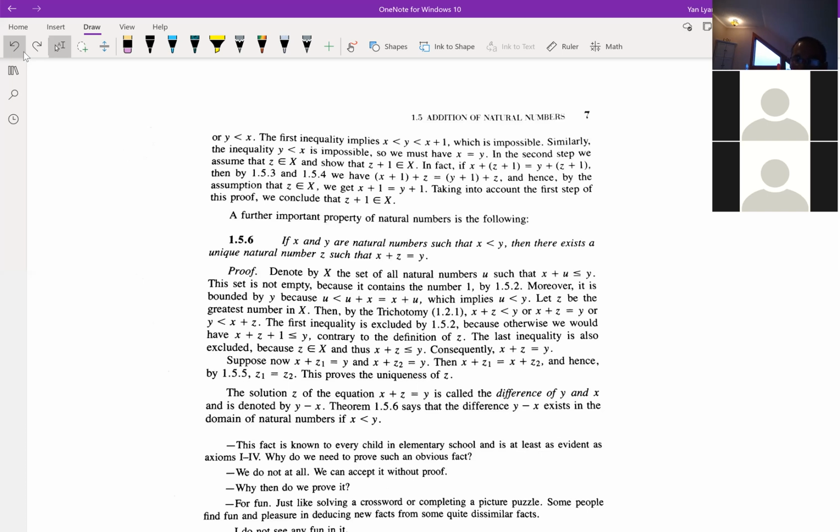We do have a maximum element by axiom 3. Then by the trichotomy, x plus c is less than y, or x plus c is equal to y, or the opposite. It's nice having the x plus c on the one side: less than, equal to, or greater. So we have 1, 2, or 3.